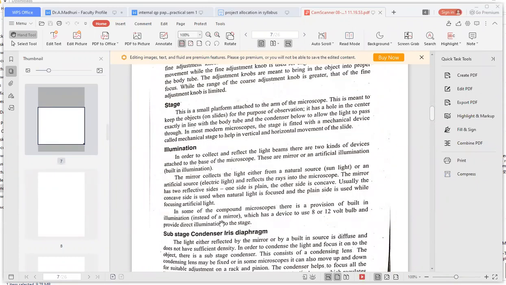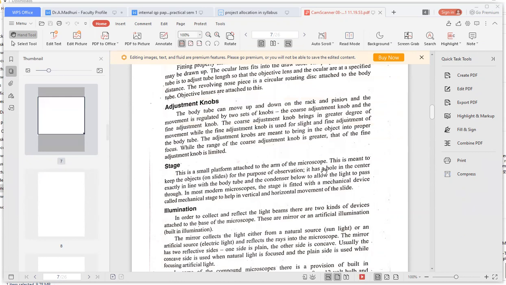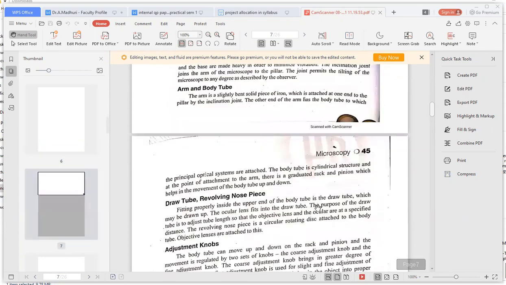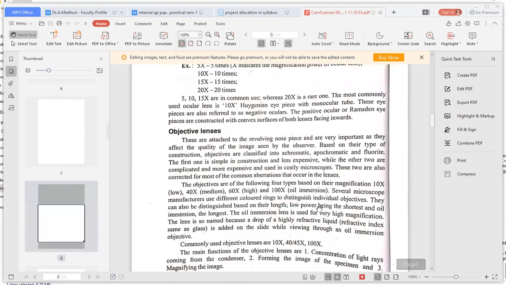And as I said, mirror is having two sides. One is plane and one is convex. If you are using sunlight, you should use the plane side, and if you are using artificial light, you have to use the convex side. So this mirror is having two different planes. One is meant for sunlight and one is meant for artificial light. Okay, that's it. This is about the bright field microscopy.